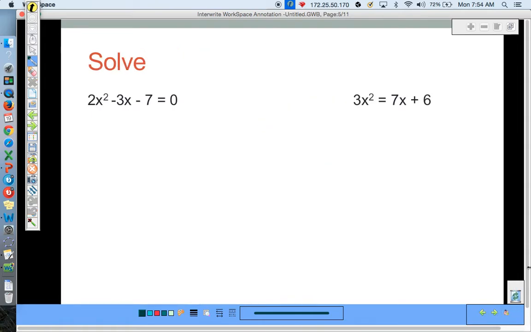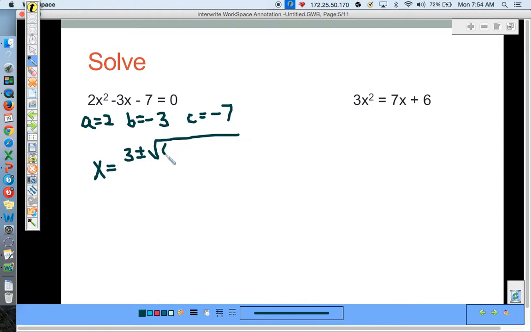So when we're using the quadratic formula, same thing. It has to be set equal to 0. So we can identify our a, our b, and our c. And now we can plug it into the formula. x equals the opposite of b plus or minus the square root of b squared. And you've got to remember, if it's negative, it's got to be in parentheses, minus 4 times a times c, all over 2a.